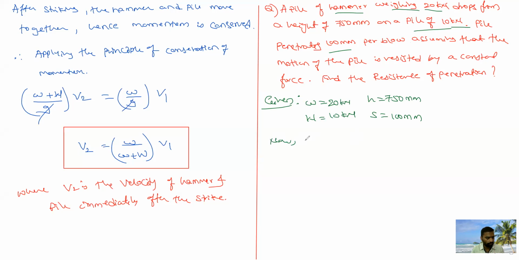Now V1 is equal to the velocity of the pile hammer before striking.